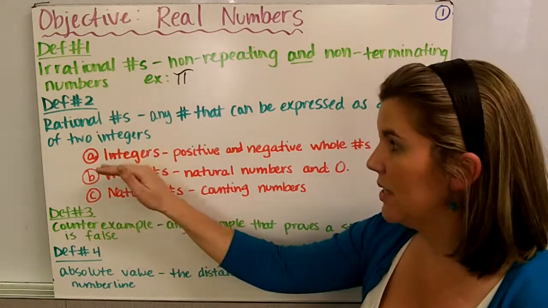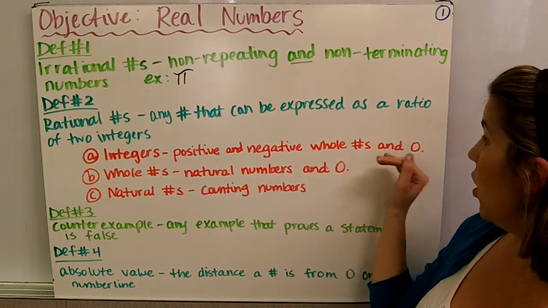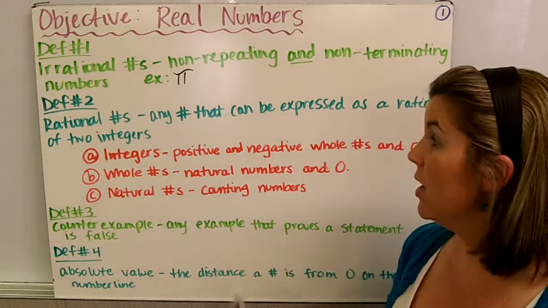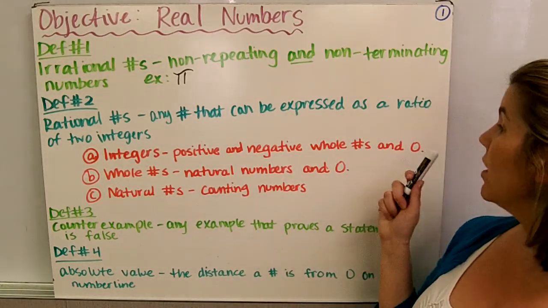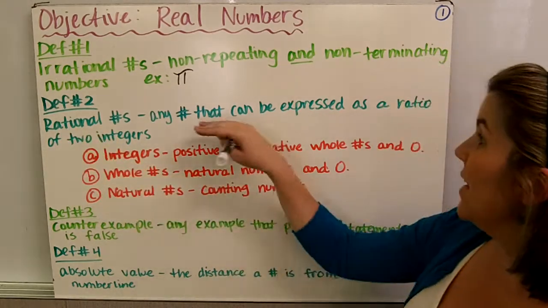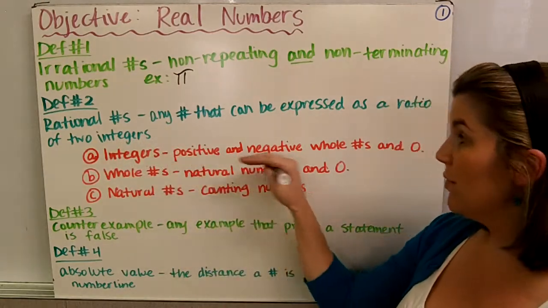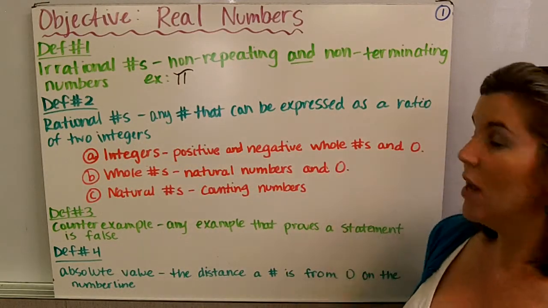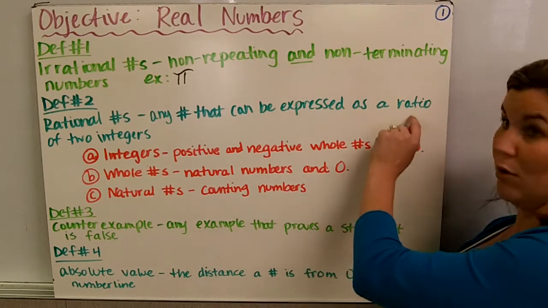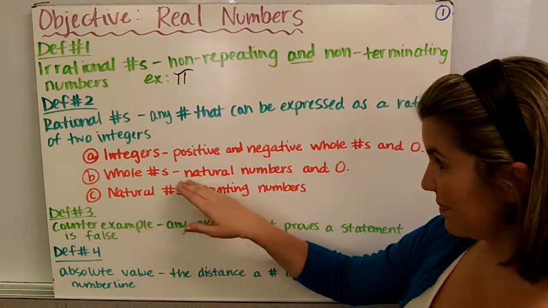So let's recall, what is an integer? An integer is a positive and a negative whole number and 0. So if it's a positive whole number, if it's a negative whole number, or if it's 0, then it's an integer. So let's go back to rationals. Any number that can be expressed as a ratio of two integers, two positive or negative whole numbers and 0. Now remember, you can never have 0 in the bottom of a fraction. Ratio is a fraction.